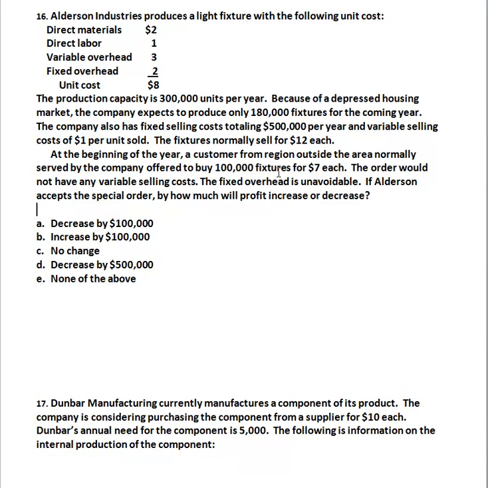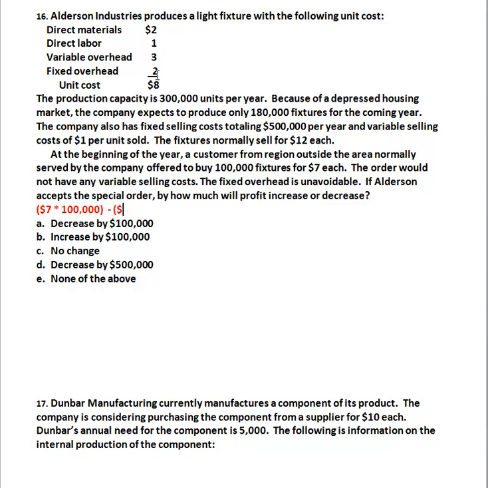So we're looking for additional revenue. So the special order is to receive $7 a piece for 100,000 units. So your additional revenue would be $700,000. And then subtract from that your additional expenses. So your additional expenses are going to be the materials plus the labor plus the variable overhead. Okay, so if we have to make 100,000 more units, we have to incur more material, more labor, and more variable overhead.